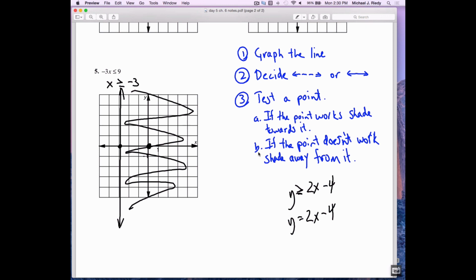Straight line or dashed line? I'm sorry, solid line or dashed line? Solid, because it's an underline there. And then pick a point to test. Test it. If it works, great. Shade towards it. If not, shade the other way.